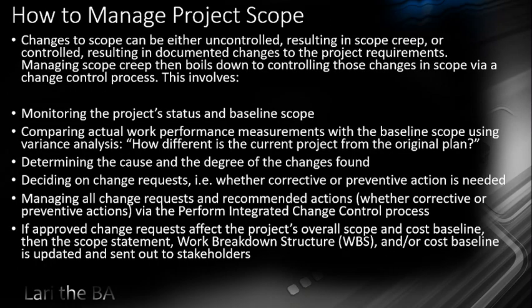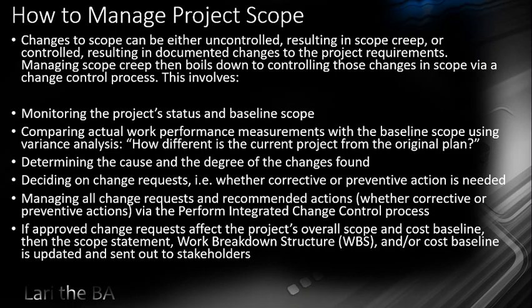How do we manage project scope? So changes to scope can be either uncontrolled, resulting in scope creep, or controlled, resulting in documented changes to the project requirements. Managing scope creep then boils down to controlling those changes in scope via a change control process. This involves monitoring the project status and baseline scope, comparing actual work performance measurements with the baseline scope using variance analysis. How different is the current project from the original plan?